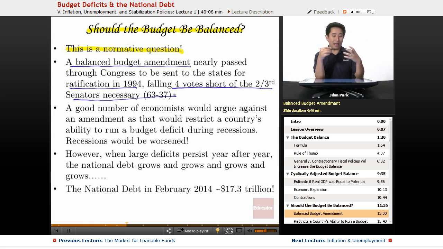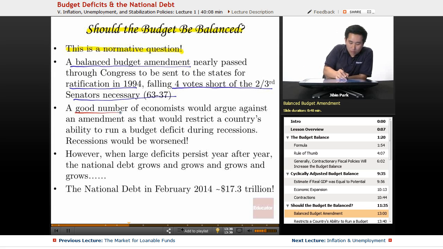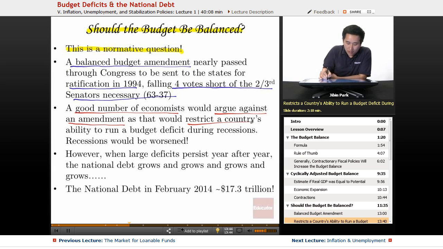for ratification. So there have been calls for the U.S. Congress to have a balanced budget year in, year out. But again, it's lacked the 2/3 majority in Congress, and after that, it's got to go to 3/4 of the state legislatures in order to become an amendment to the Constitution. But that clearly has not happened. A good number of economists would argue against an amendment, as that would restrict a country's ability to run a budget deficit during recessions. So recessions would be worsened.